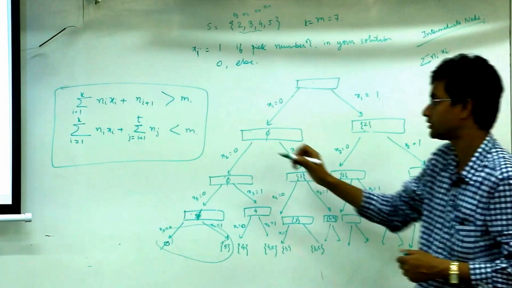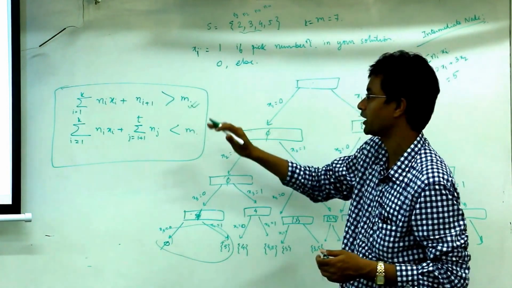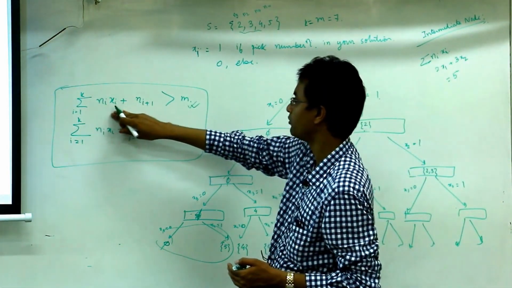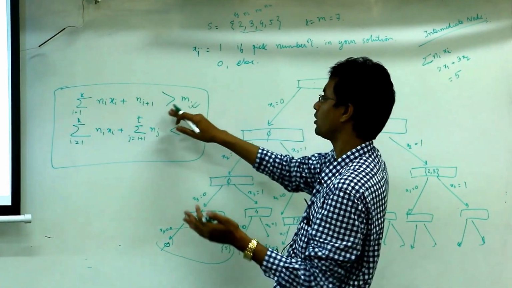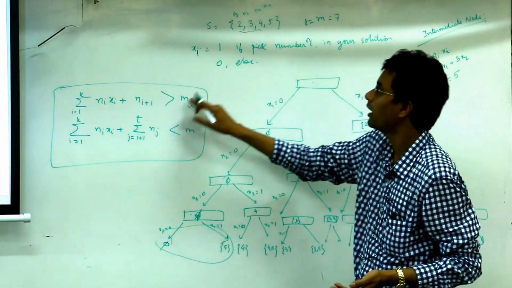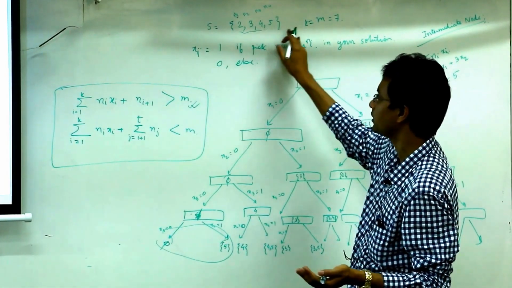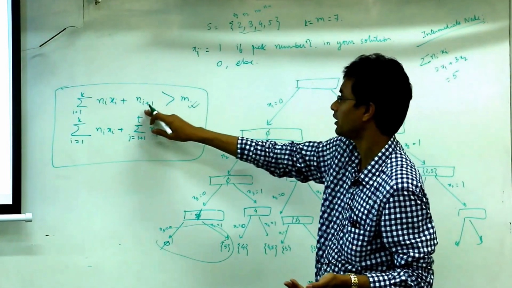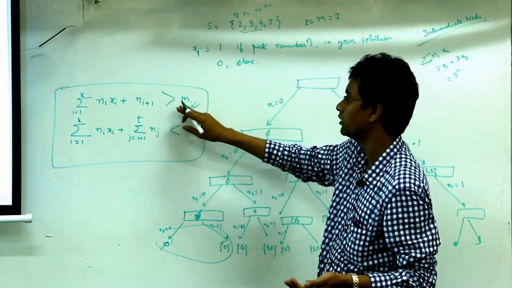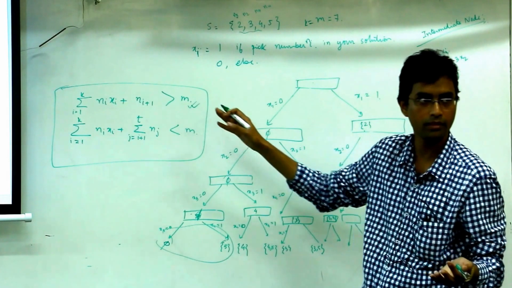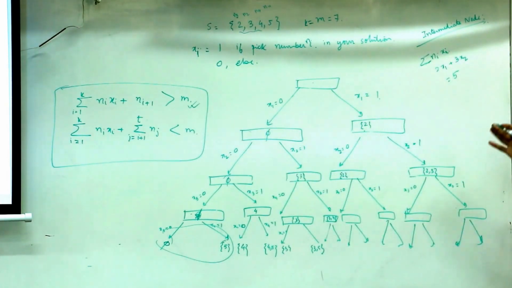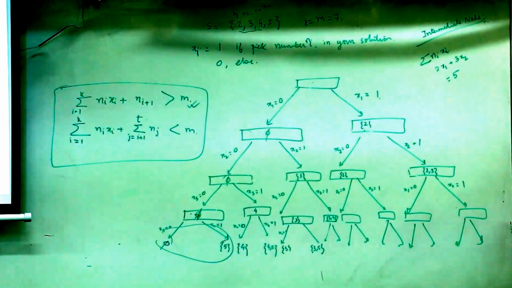The other pruning is this equation, where you say that okay, you have reached some cell, and if you include the next element, then also you are exceeding m. And since all these elements are in increasing order, whatever element you include later, you will just exceed m. So there is no need to explore these subtrees.